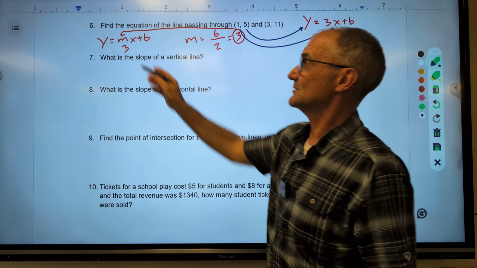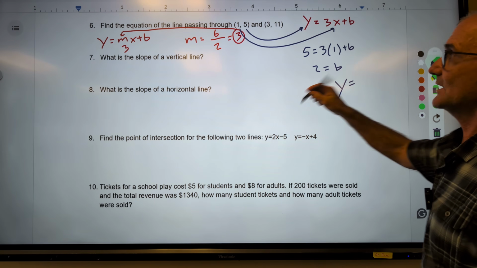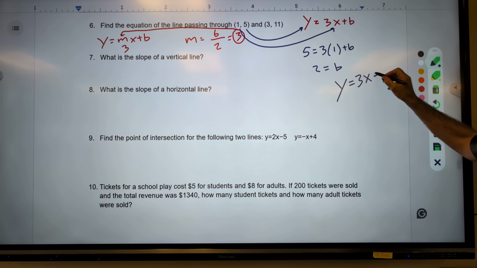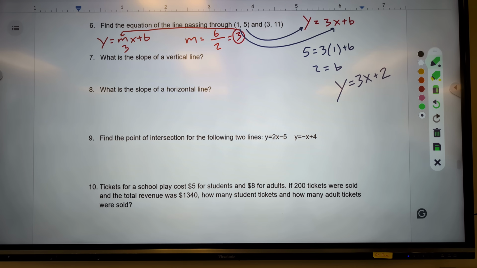From my general equation, y = mx + b, I go to my specific equation, y = 3x + b, where b is equal to 2. So number 6 is this equation right there.